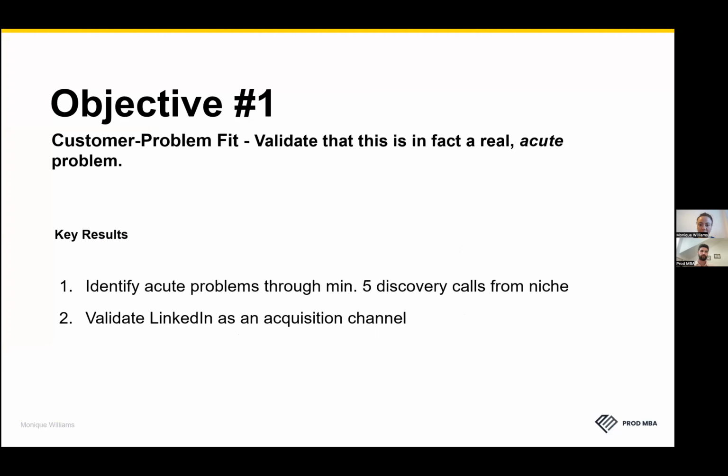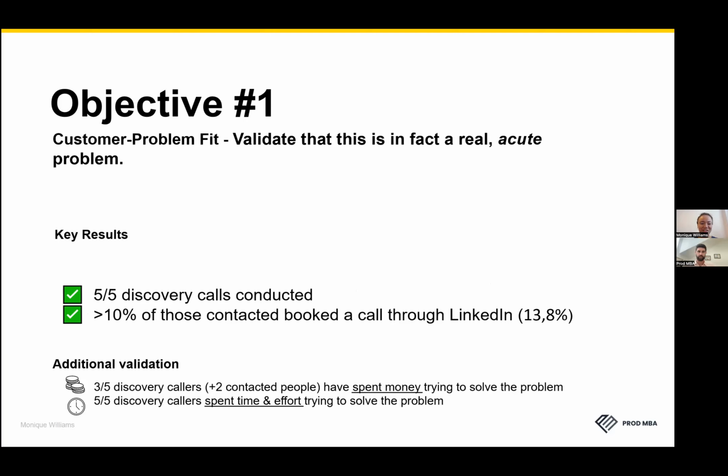Now, we can jump to our first objective, creating customer problem fit, right? So my hypothesis here that I want to prove is that this problem is in fact real and acute. And the key results that I want to achieve here are to conduct 5 discovery calls with people from that specific niche to identify acute problems. And as I used LinkedIn for my outreach, to also validate that this is a valuable acquisition channel. Luckily, I was able to achieve both of these.